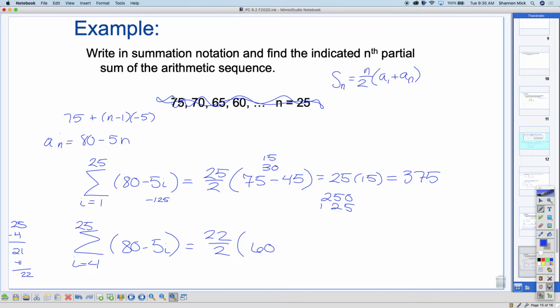Okay? How did I get the 22? I took the upper limit, 25, minus the lower limit, 4, plus 1, which is 22. That's how you know how many things you're adding. Okay, so then I plug in the upper limit. We already found that was what? Negative 45.